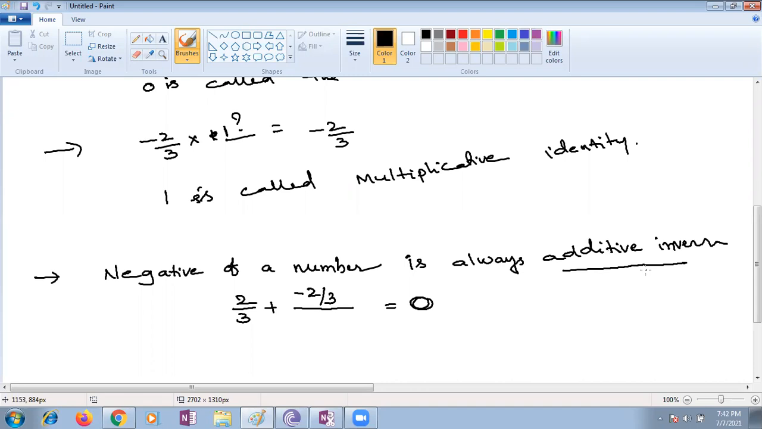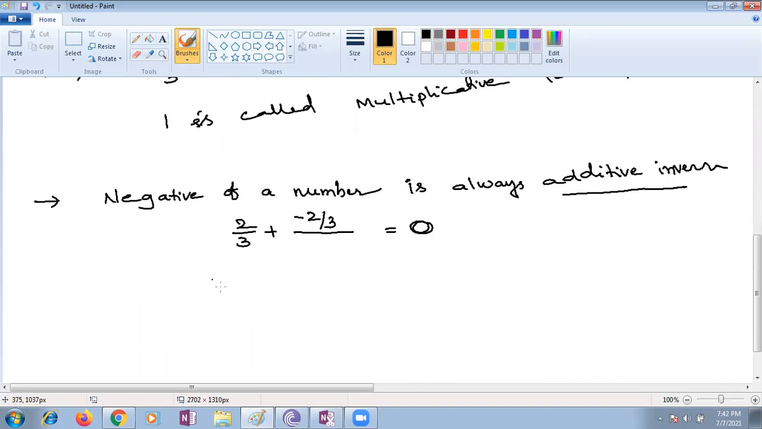If you take another number like minus 7 by 3, what is the negative of it, children? 7 by 3. If you combine these two numbers, they equal 0.